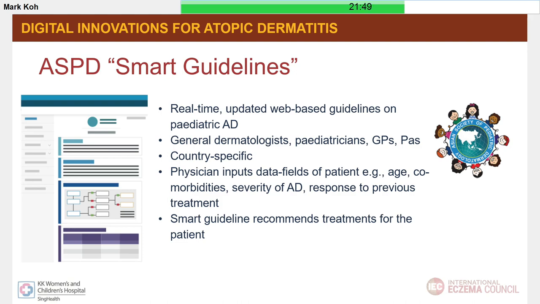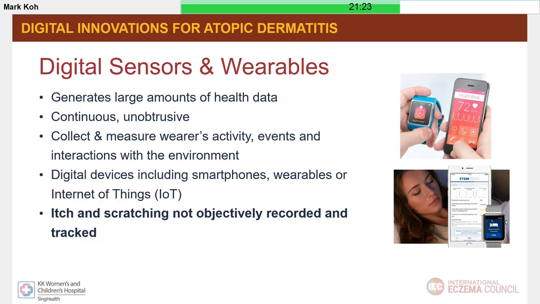We hope that with this guideline they can go in and input the data fields of their patient, for example the age, comorbidity, severity of AD, response to previous treatment, and then the SMART guidelines churns out a set of recommended treatments for these doctors. We're going to make it country specific as well. So if a medication is not available in the country, such as dupilumab, then it won't come out onto the guideline when the physicians go in. We hope to get this out by end of this year or early next year.